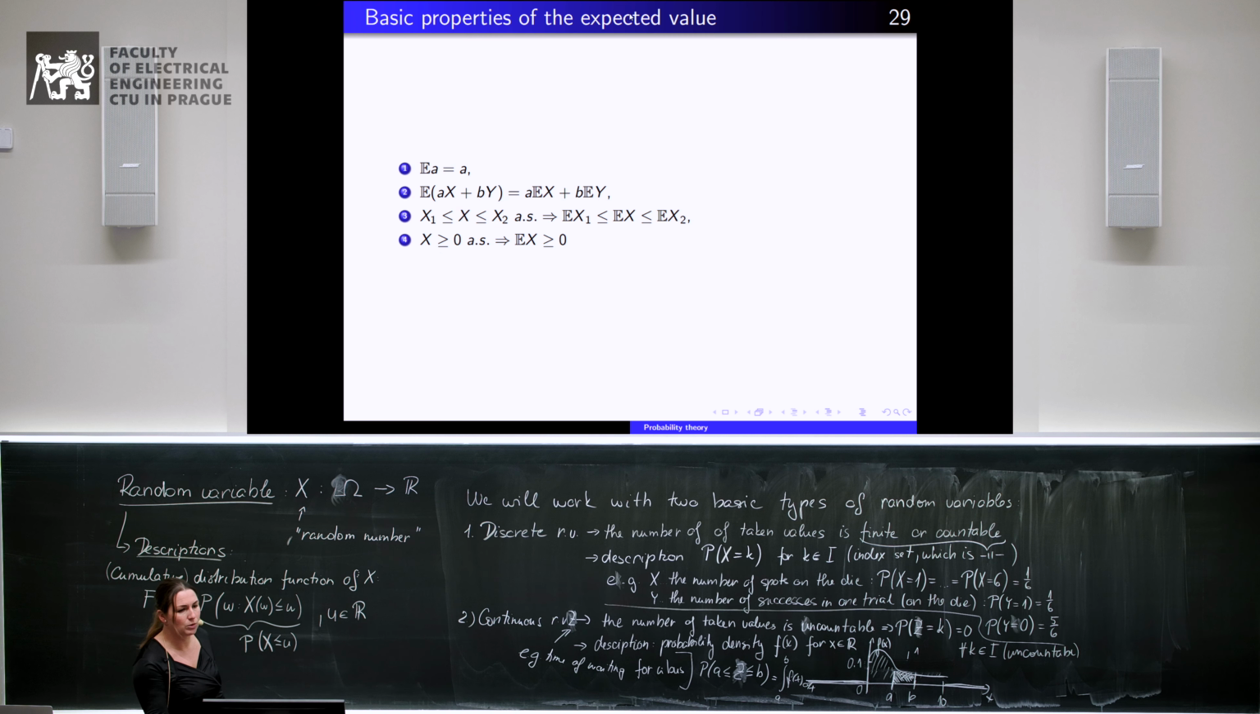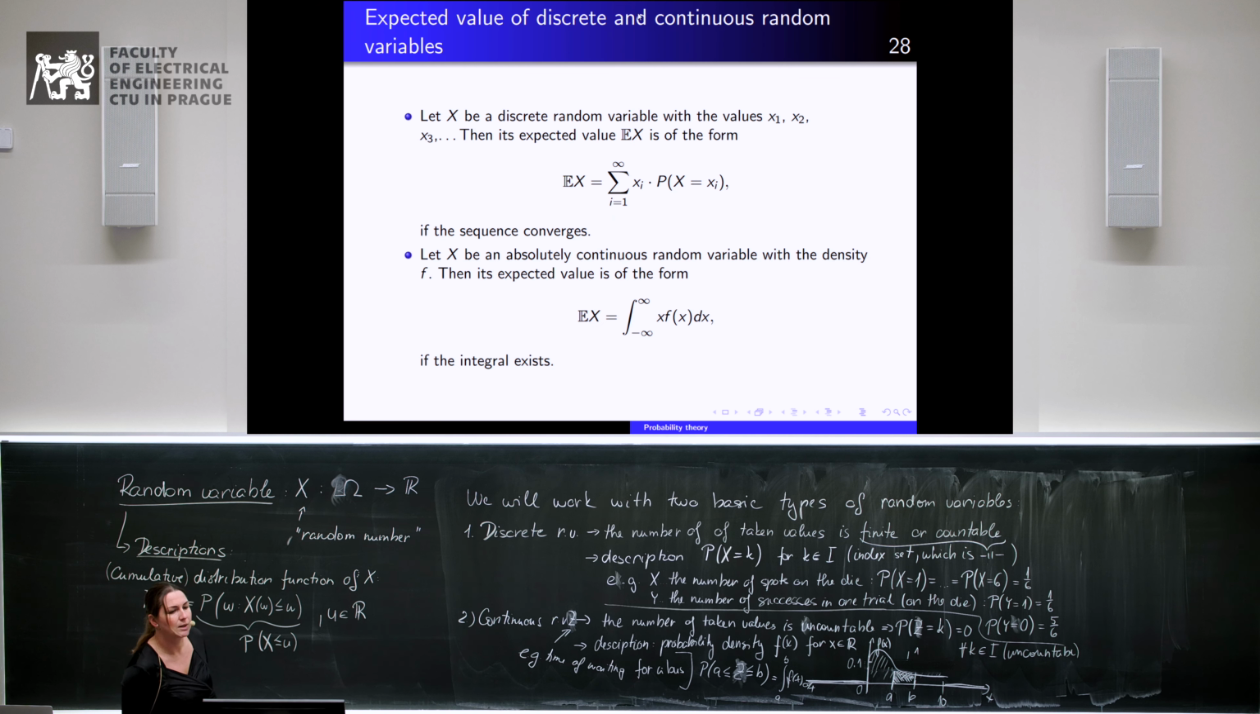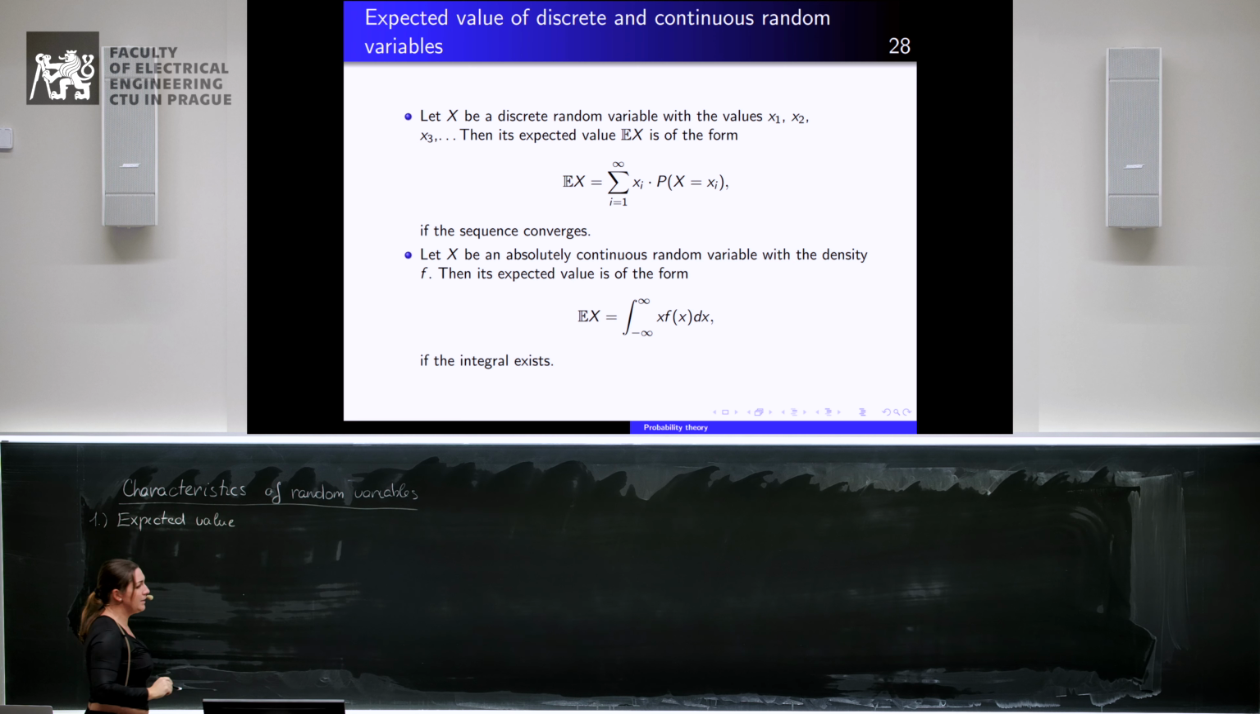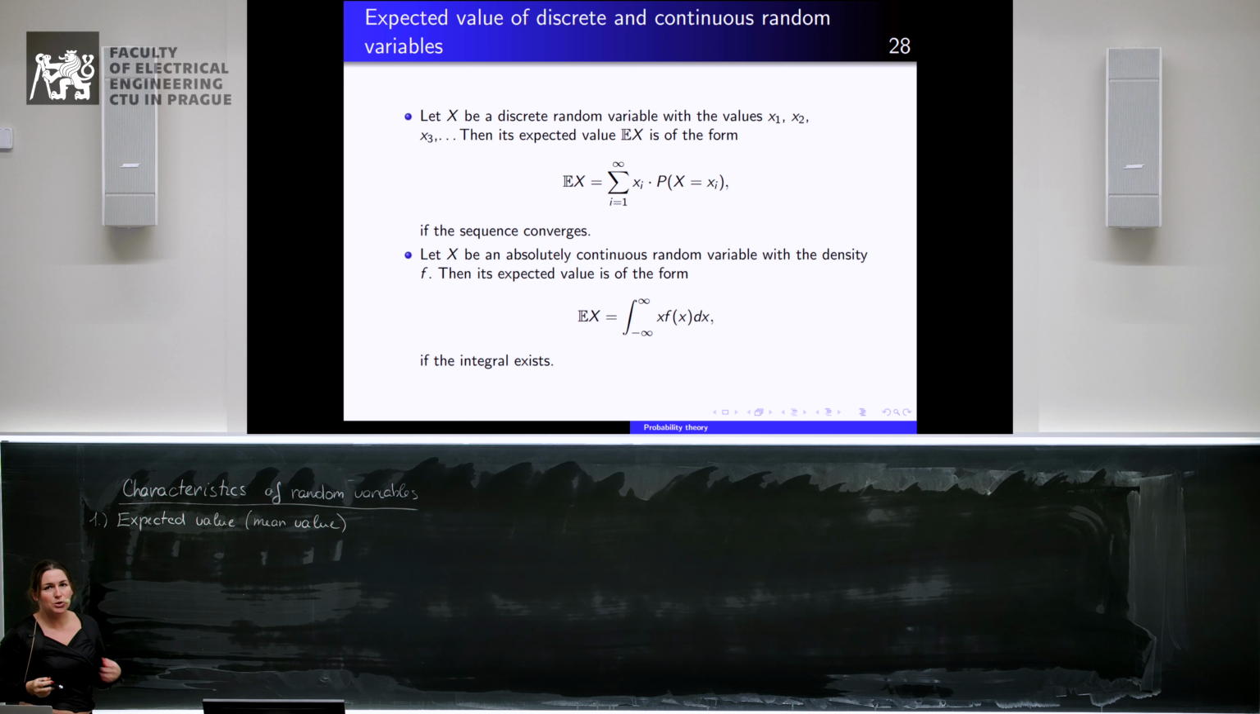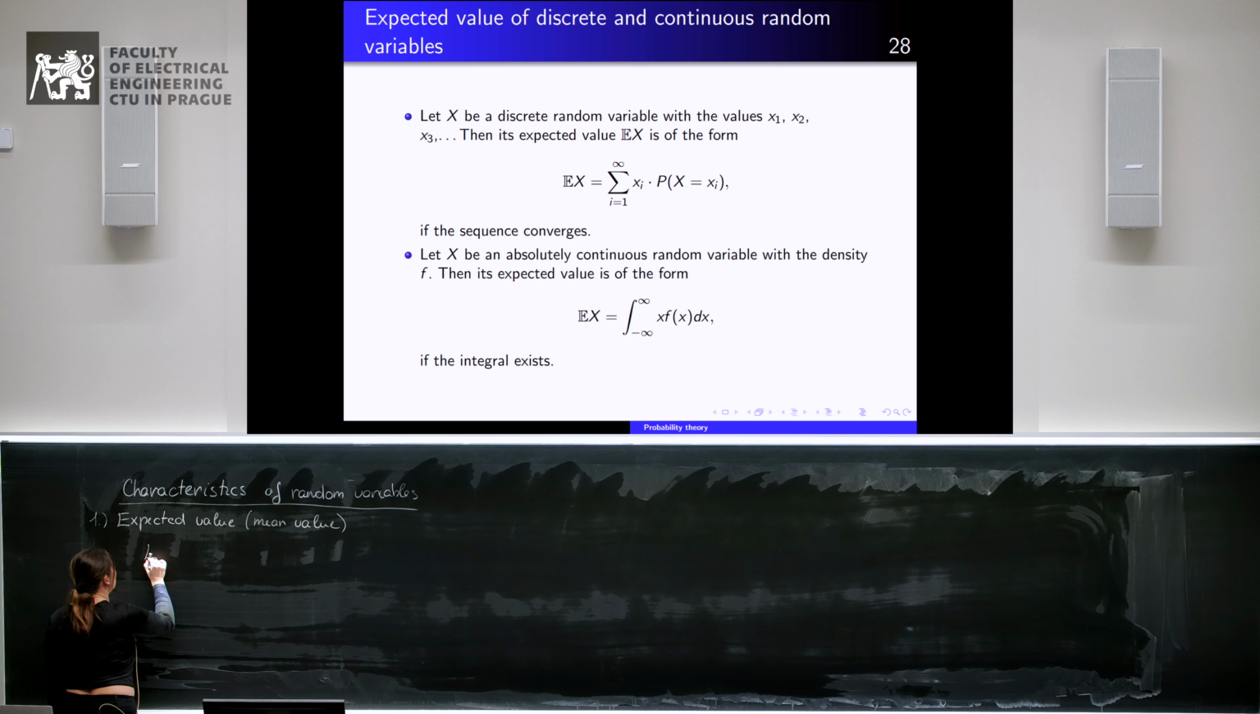And now we will continue with characteristics of these random variables. And this expected value is sometimes called mean value, which is the name which I find more precise. I will explain to you why. I will start again, as usual, with an example.